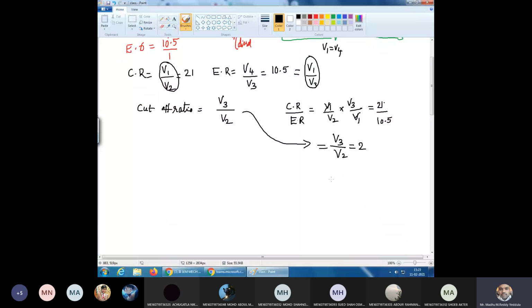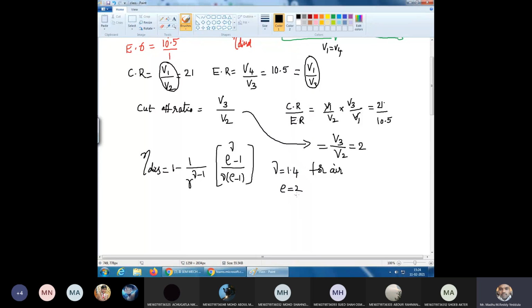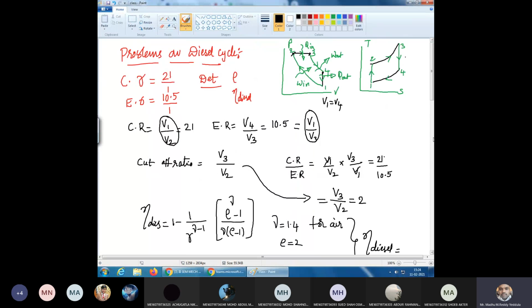The second part is asking for the air standard efficiency of the diesel cycle. Air standard efficiency of the diesel cycle is equal to 1 minus 1 by r to the power gamma minus 1, into rho to the power gamma minus 1, by gamma into rho minus 1, as we know. Gamma is equal to 1.4, the adiabatic index value for air, and rho you got as 2. The compression ratio is given as 21. Substitute these three values so that you will get the efficiency of the diesel cycle. Clear this one?